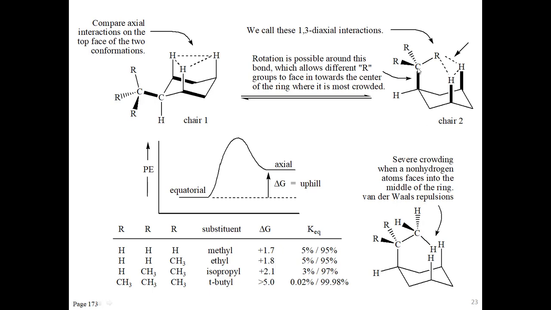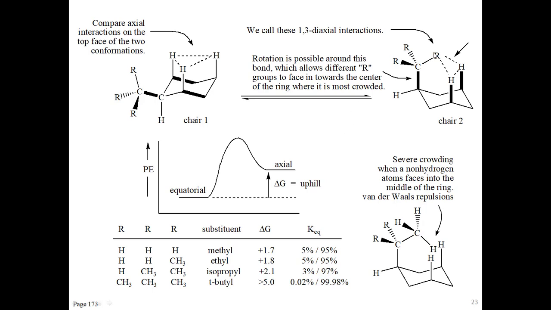If I have an isopropyl, then 2 of the R groups will be methyls, and 1 will be a hydrogen. So still it has a hydrogen that it can point into the middle, but 2 out of the 3 choices are methyls, and so they will come into the middle a little more often. That's going to raise the energy a bit. Okay, so now it's 2.1.